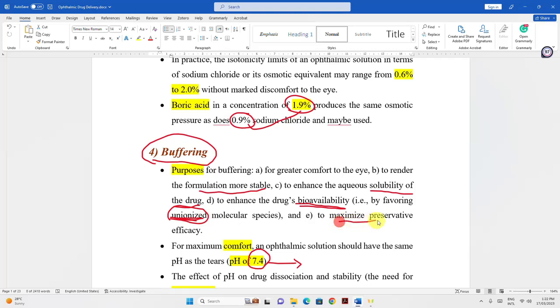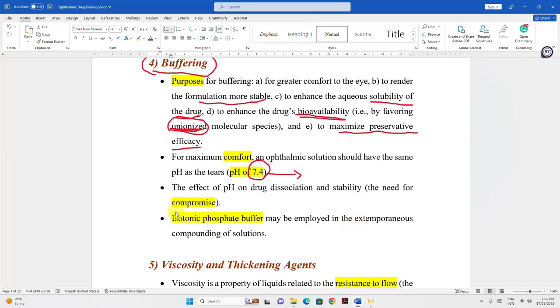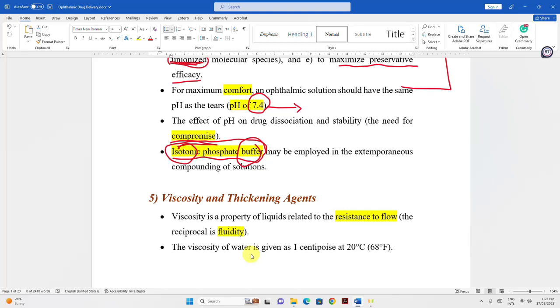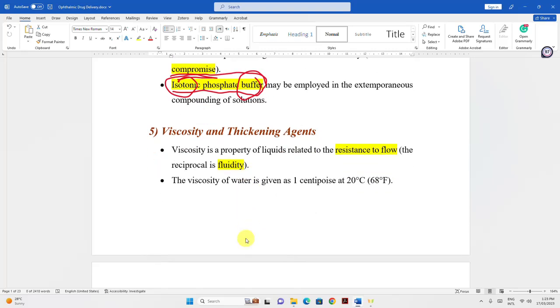And another factor that I talked about previously, the preservatives will be more effective at certain range of pH. So I have to consider all these factors, and maybe I need to do some kind of compromise. I cannot fulfill all these requirements completely 100%, so I may need to do some kind of compromise. Among the vehicles used to adjust the pH is isotonic phosphate buffer. So it's isotonic and it's a buffer, and can be used to adjust the pH and even the tonicity of the ophthalmic preparation.